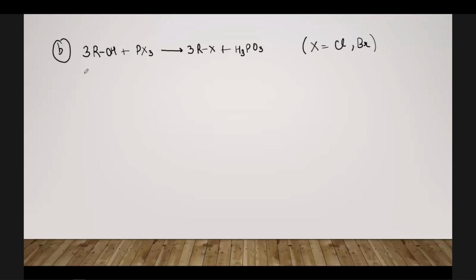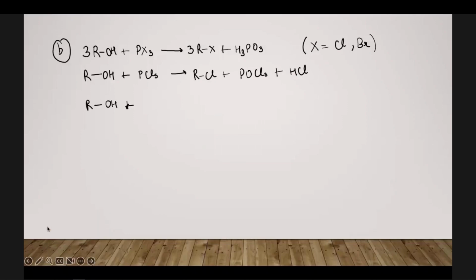Then there is one other way for the chlorides. The reaction says ROH plus phosphorus pentachloride will give RCl plus POCl3 plus HCl. Okay. So in this reaction, it says in situ, and we will get RX.